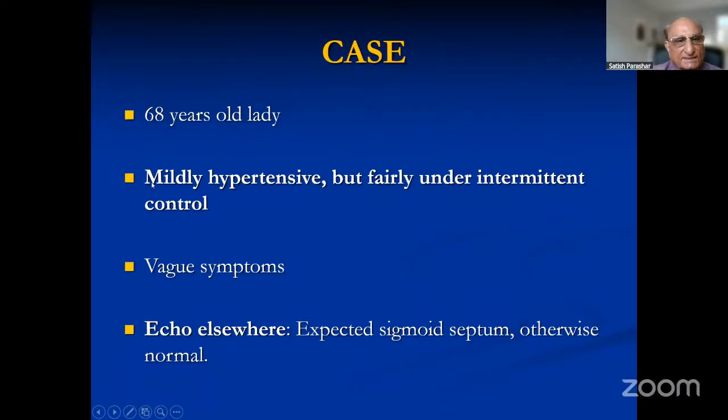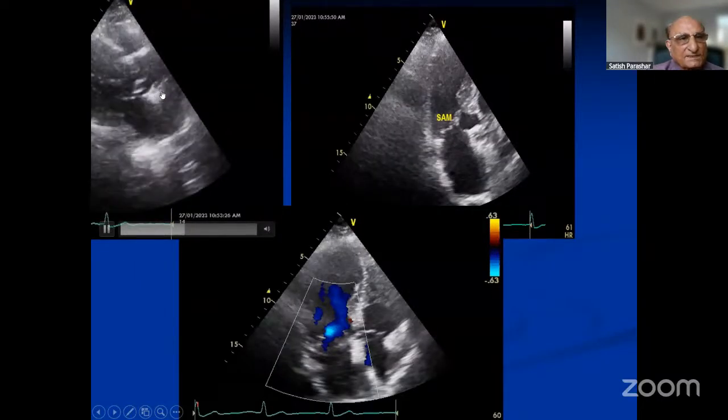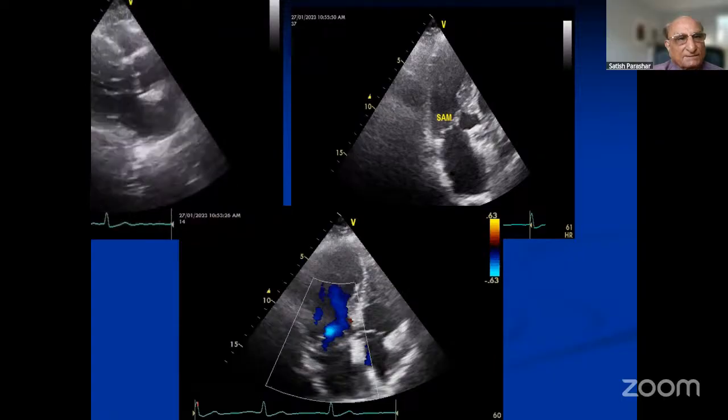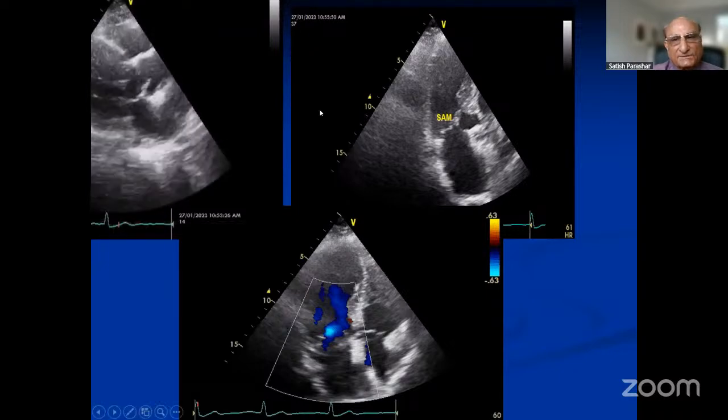This was one other case. This lady was mildly hypertensive, but fairly under intermittent control. And the echo done elsewhere reported expected sigmoid septum thickening, otherwise normal. But when she came to us, as our policy is that any time we find any significant LV hypertrophy, we always look for mitral valve SAM. So here we found a very marked thickening of the basal segment, more than 15 millimeters, obliterating the LVOT.